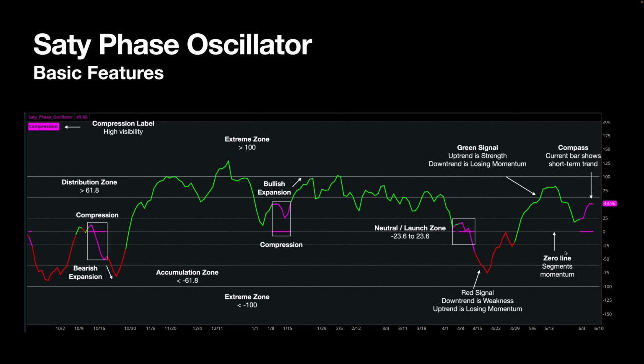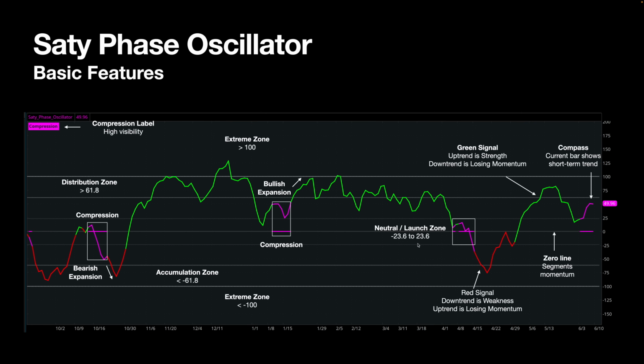So the 0 line is segmenting momentum. This essentially is saying, above the 0 line is going to be bullish momentum, below the 0 line is going to be bearish momentum, and of course the fade of that is going to be losing momentum to the downside, and losing momentum to the upside. And so the 0 line is delineating that.